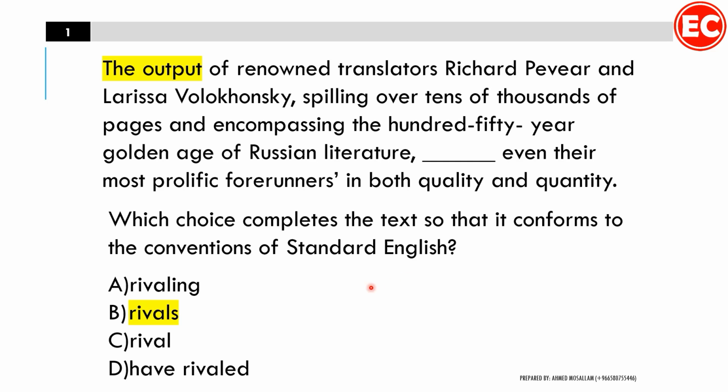Yes, here we go. Many students think that renowned translators is the correct subject here, and for that case they may use rival, or have rivaled. But there's a rule that we're going to learn inshallah today, which is that prepositional phrases never contain a subject. So we're not talking about the translators themselves, but we talk about their output. So output is singular, that's why rivals is the correct answer.